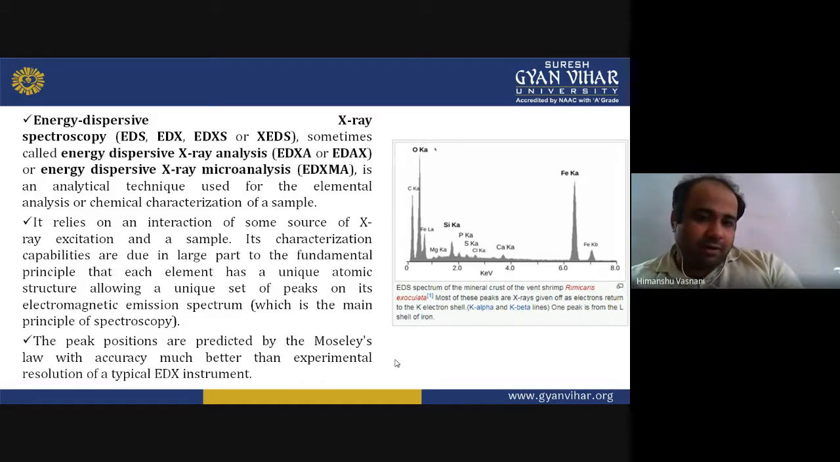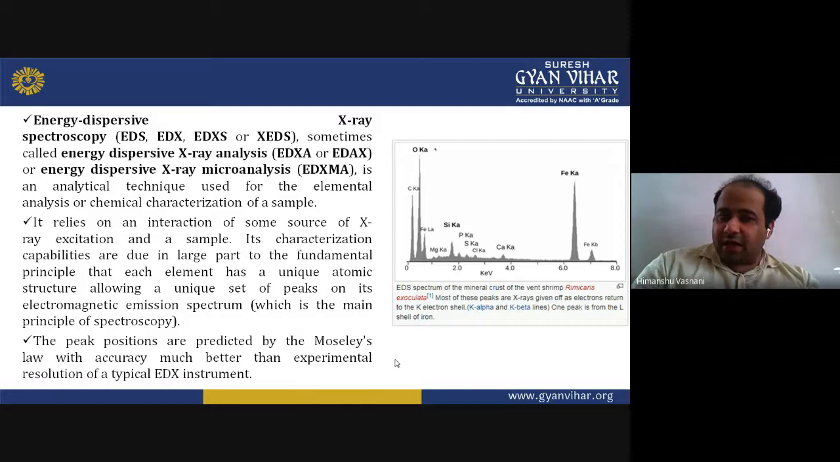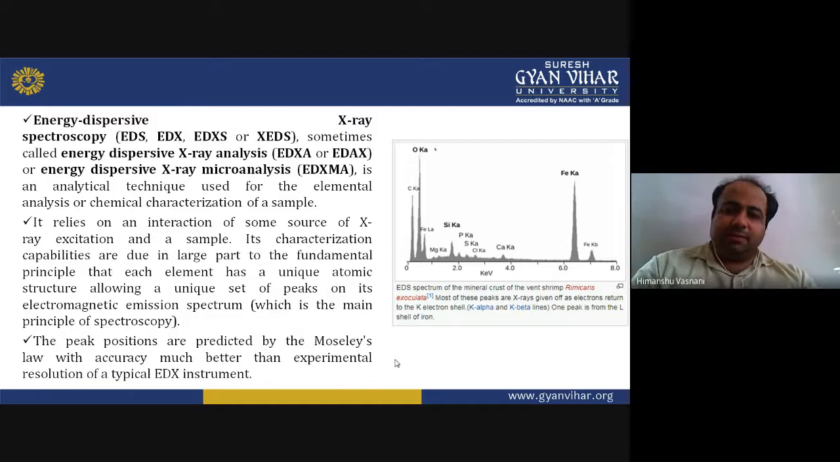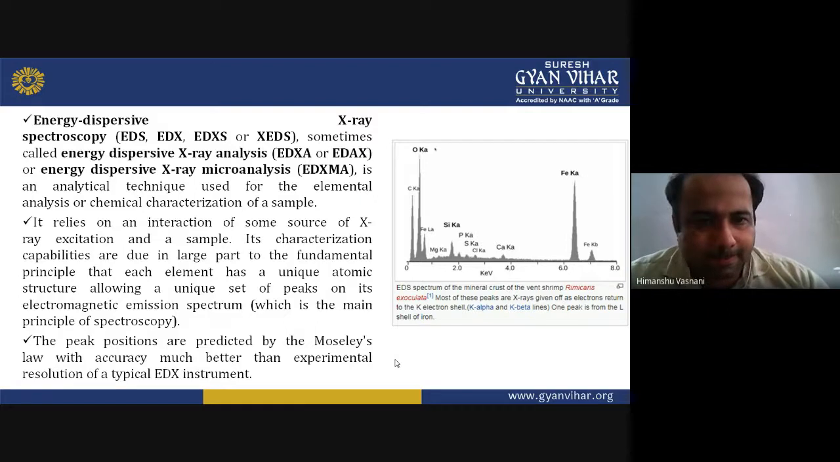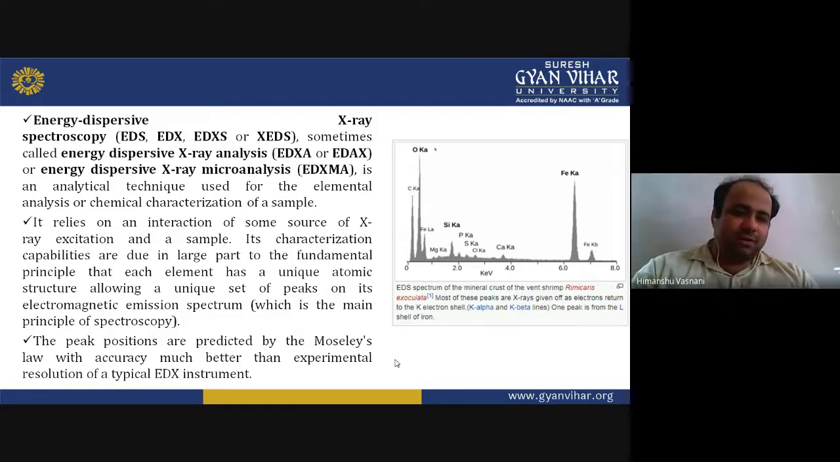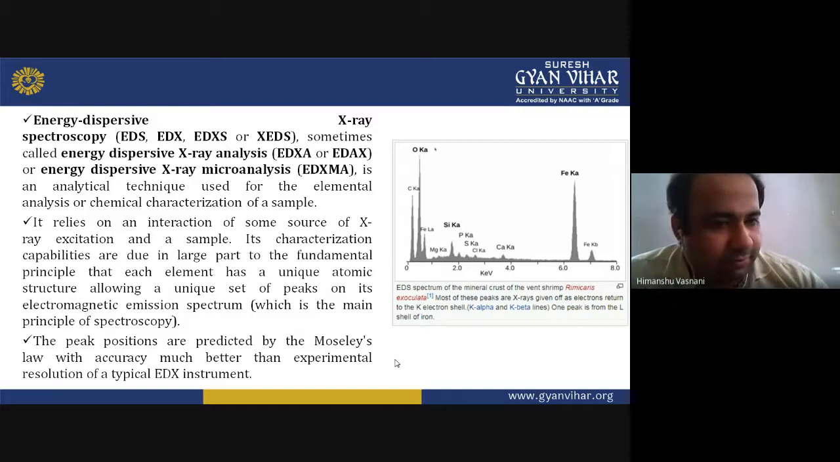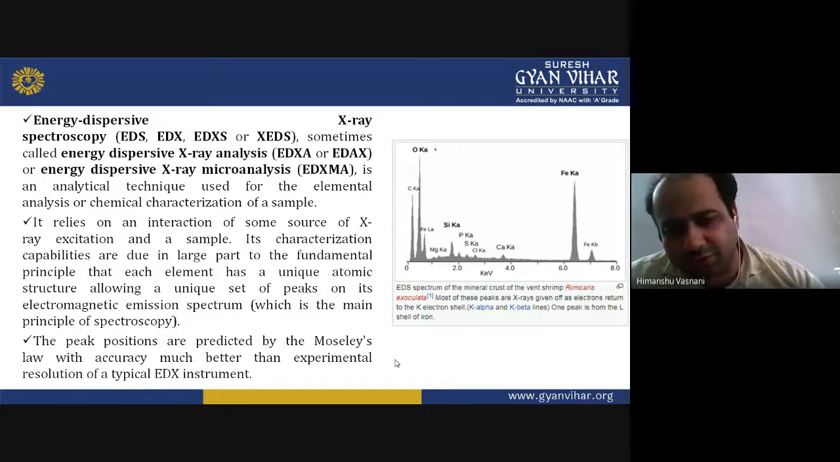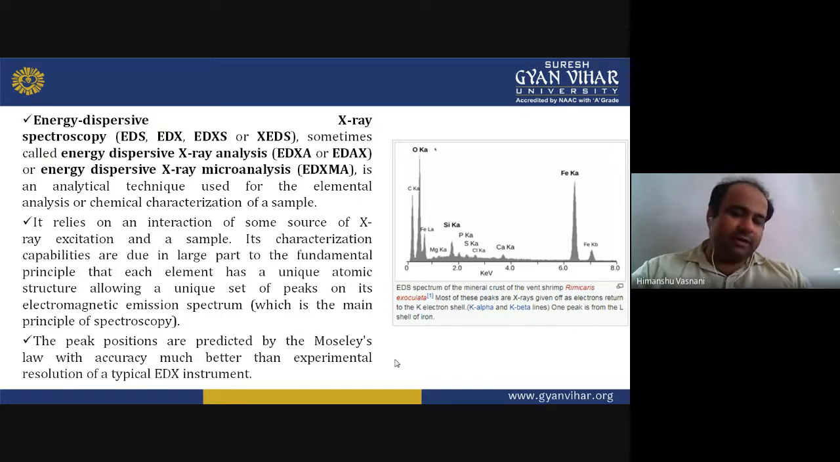And a sample. Its characterization capabilities are due in large part to the fundamental principle that each element has a unique atomic structure, allowing a unique set of peaks on its electromagnetic emission spectrum. The peak positions are predicted by Moseley's law with accuracy much better than the experimental resolution of a typical EDX instrument.